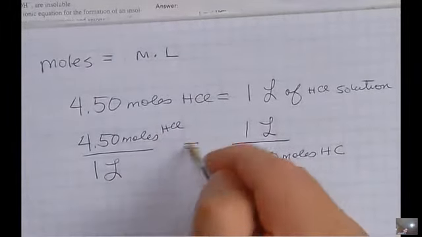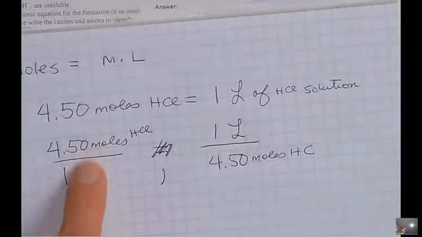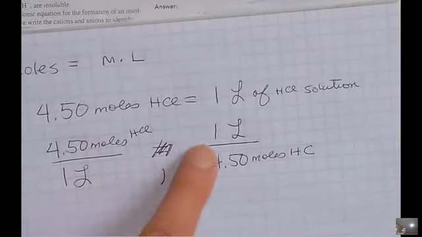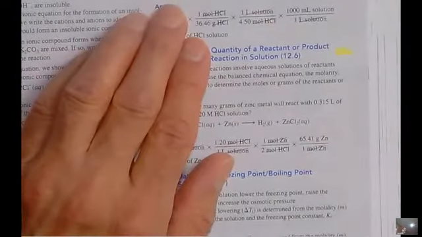Okay? Now these two things are not equal. These are just two different ways to use it, right? When do I use this one? When I want liters to cancel out. When do I use this one? When I want moles to cancel out. Okay, let's look at this example.